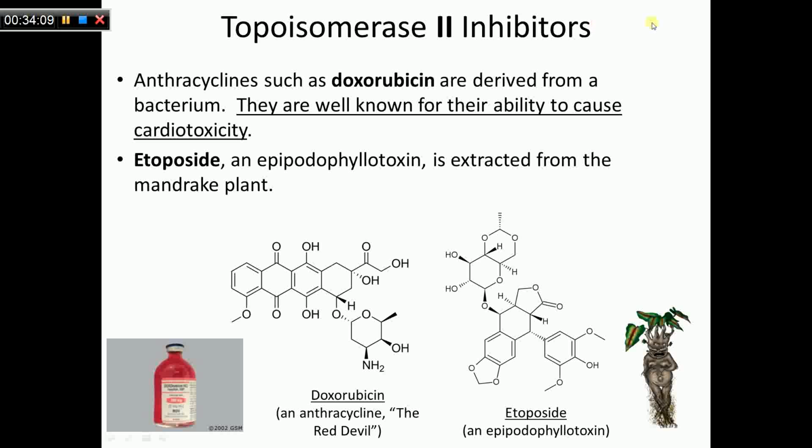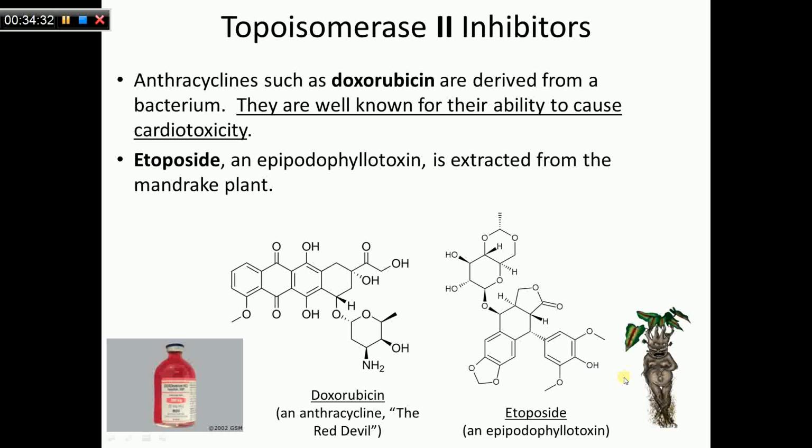Okay, first I'm talking about the topoisomerase II inhibitors. Doxorubicin is one of the most common ones. Etoposide may be used less commonly, but it's also considered a Topo2 inhibitor. I always like this word: epipodophyllotoxin, and so it's in that class. Etoposide is actually taken from the mandrake plant.